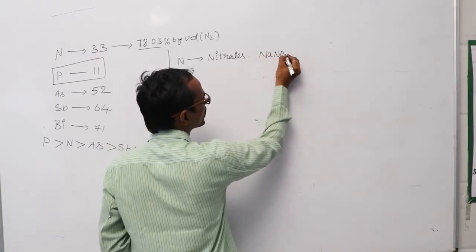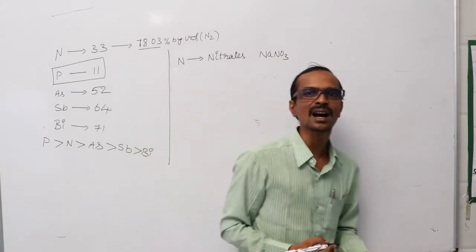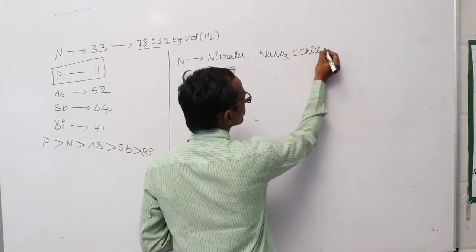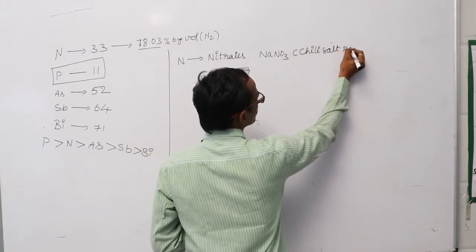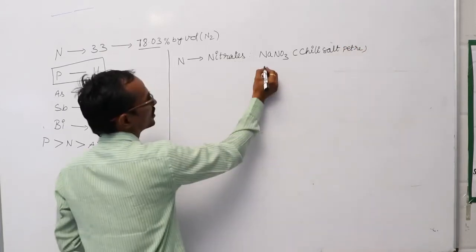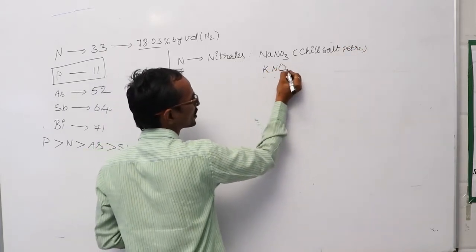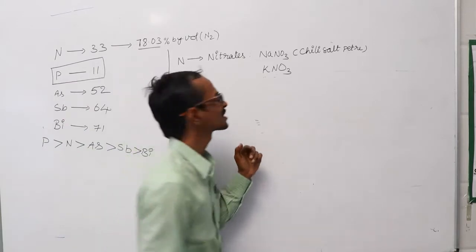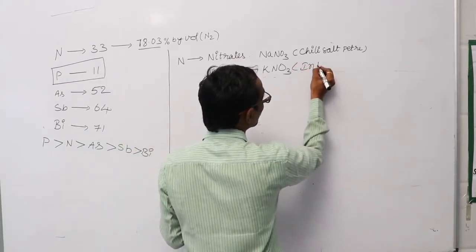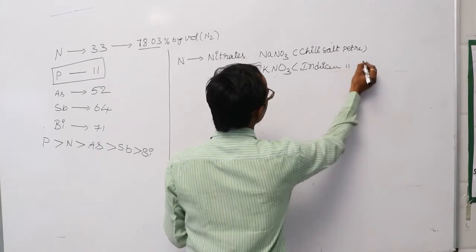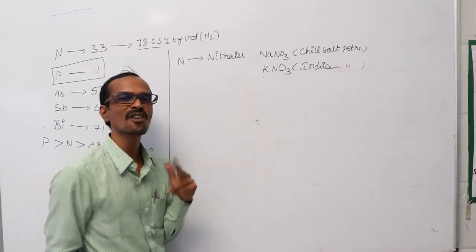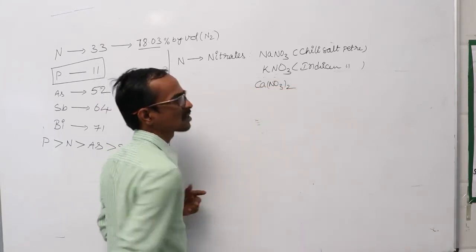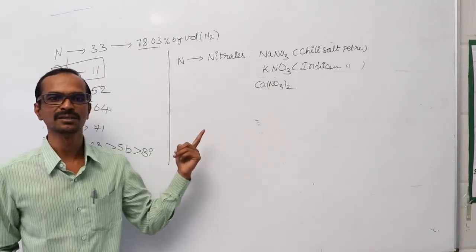NaNO3, sodium nitrate. This is called Chile saltpeter. Next, it is also found in the form of potassium nitrate, KNO3. This is also known as Indian saltpeter or Bengal saltpeter. Next, it is also found in the form of calcium nitrate, Ca(NO3)2. This is also known as Norwegian saltpeter.